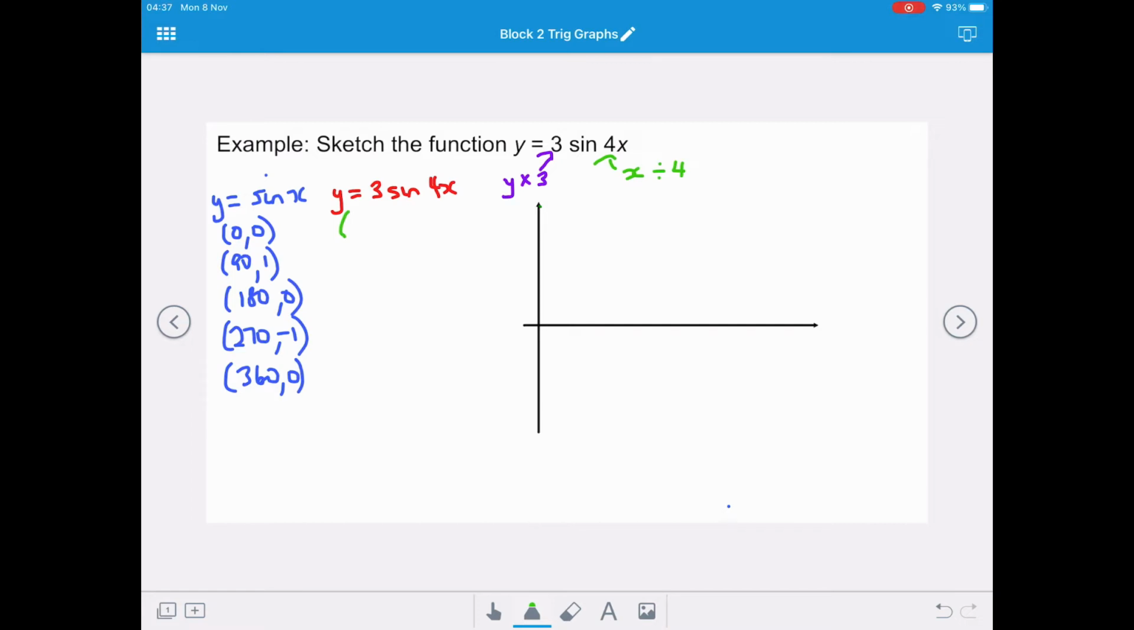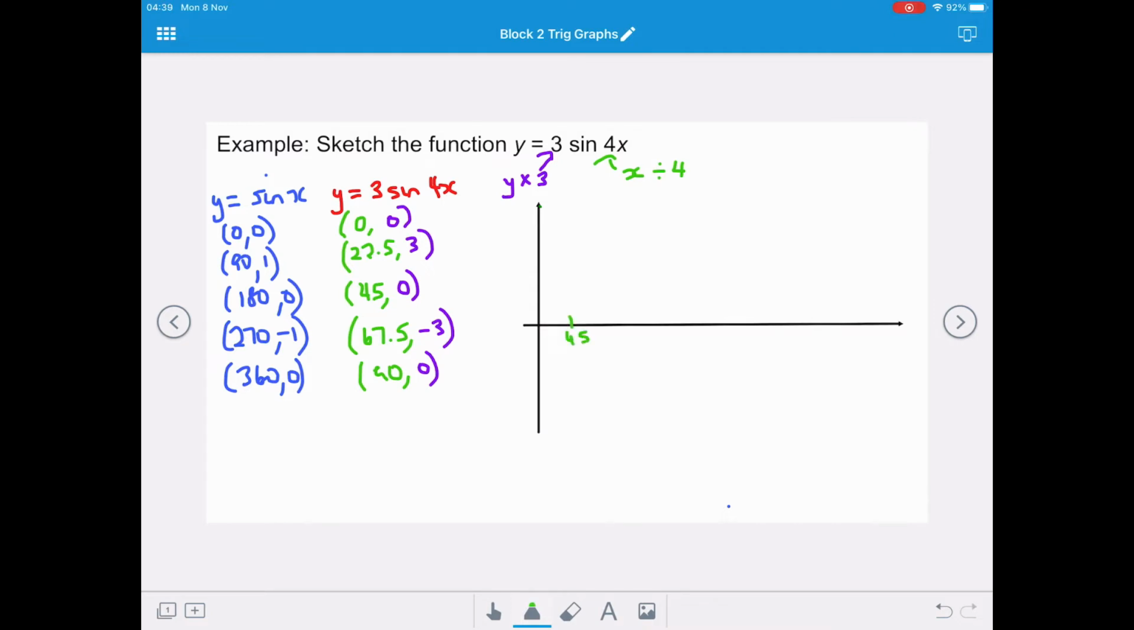So let's deal with our x coordinates first. 0 divided by 4 is 0. 90 divided by 4 gives us 22.5. 180 divided by 4 gives us 45. 270 divided by 4 gives us 67.5. And 360 divided by 4 gives us 90 degrees. So this time one full wave will finish after 90 degrees, and then repeat. If we multiply our y coordinates by 3, we get 0, 3, 0, negative 3, and 0, giving us our key points for the first wave on our y equals 3 sin 4x.